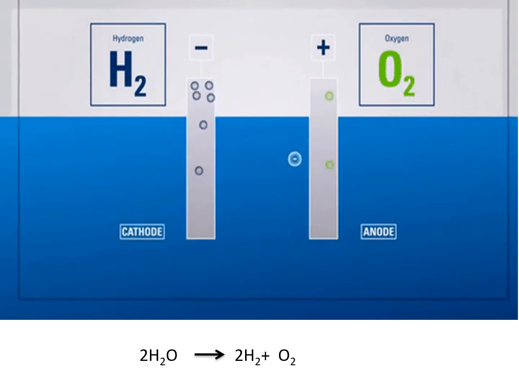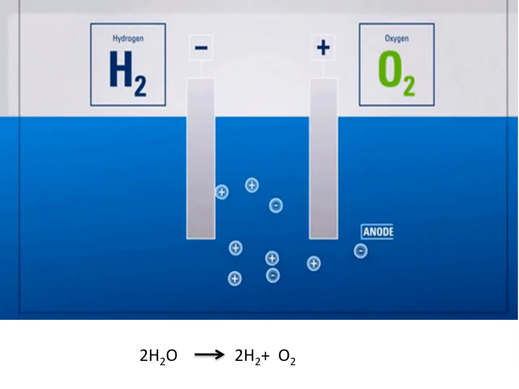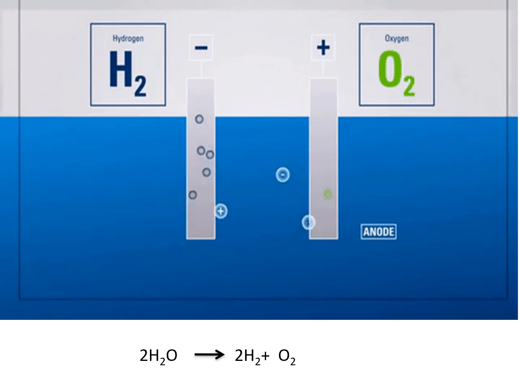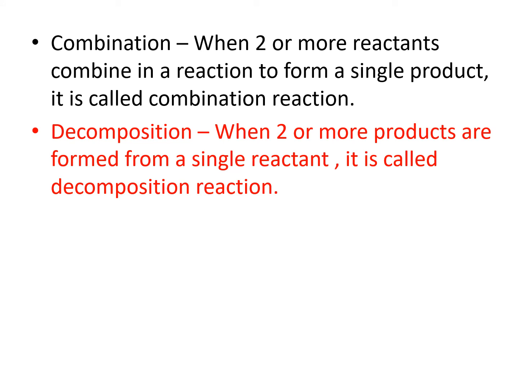So as the reaction, you can see 2H2O, which is one single reactant, is giving rise to two products, that is H2, hydrogen, and O2, oxygen. So we can define decomposition reaction by stating that when two or more products are formed from a single reactant, it is called a decomposition reaction. As I already told you, this is the opposite of combination reaction. The reactant should always be a single reactant, but two products or even more than two products can be formed, but the reactant will be single.